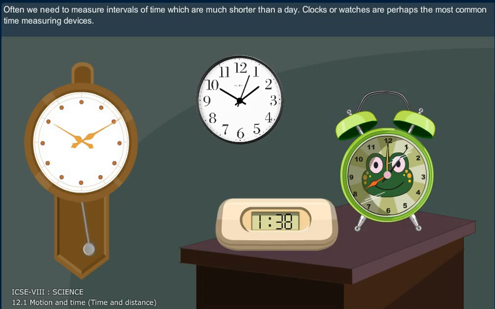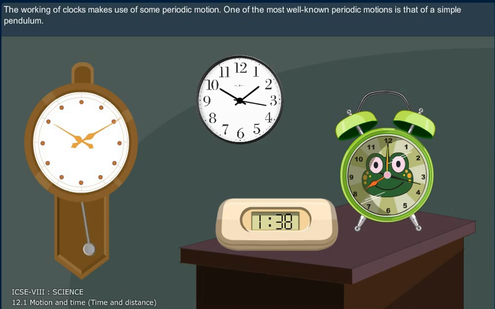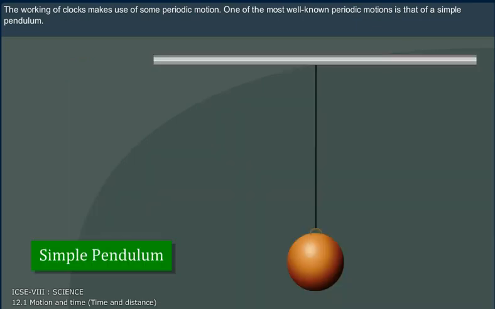Often, we need to measure intervals of time which are much shorter than a day. Clocks or watches are perhaps the most common time measuring devices. The working of clocks make use of some periodic motion. One of the most well-known periodic motion is that of a simple pendulum.